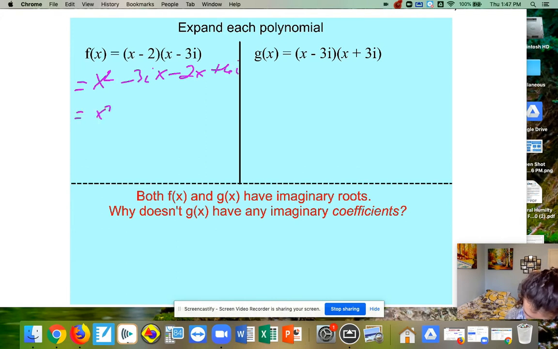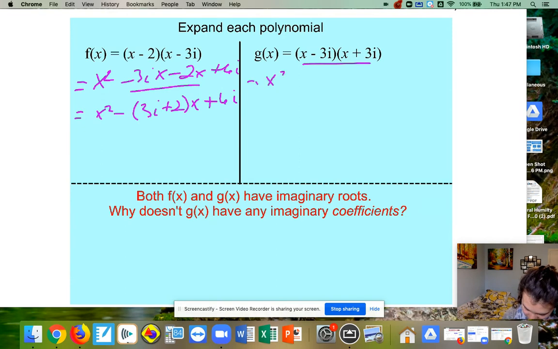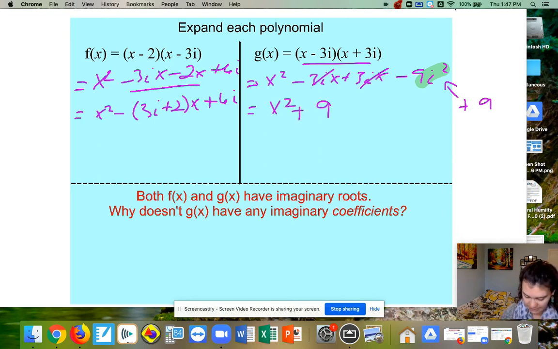So you'll get x squared. And then we have these two are the x parts. So minus 3i plus 2x plus 6i on the end. Then we can multiply these out. You'll get x squared minus 3ix plus 3ix minus 9i squared. Those will cancel, and then this will become positive 9 because i squared is negative 1. So you get x squared plus 9.